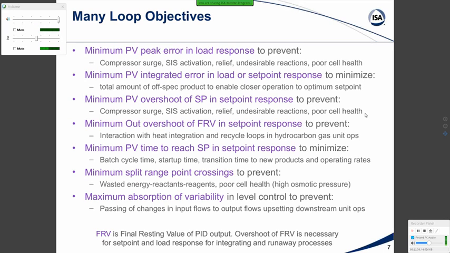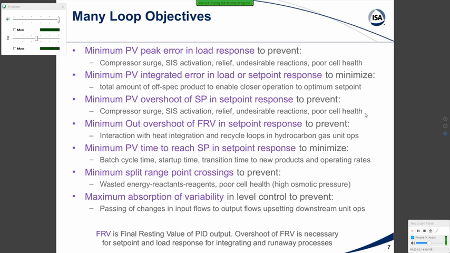Then we have a really very important one. Some loops are oscillating just because of this. They don't know how to tune the level controller, particularly for surge tanks, just to keep the level within bounds and not manipulate the flow so much, because that flow is a feed to downstream unit operations.